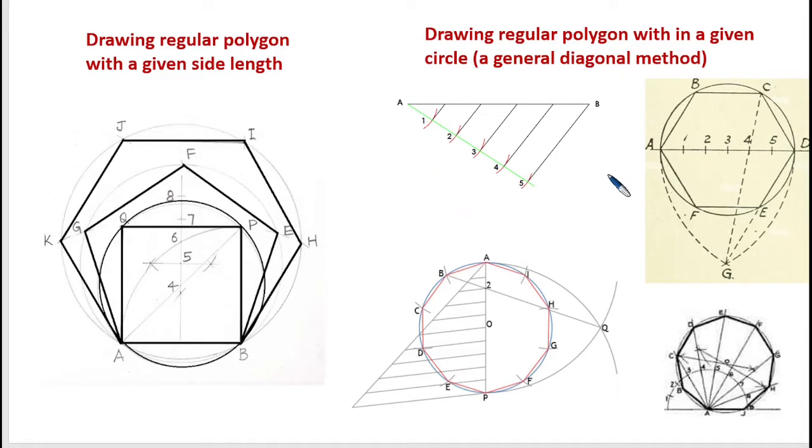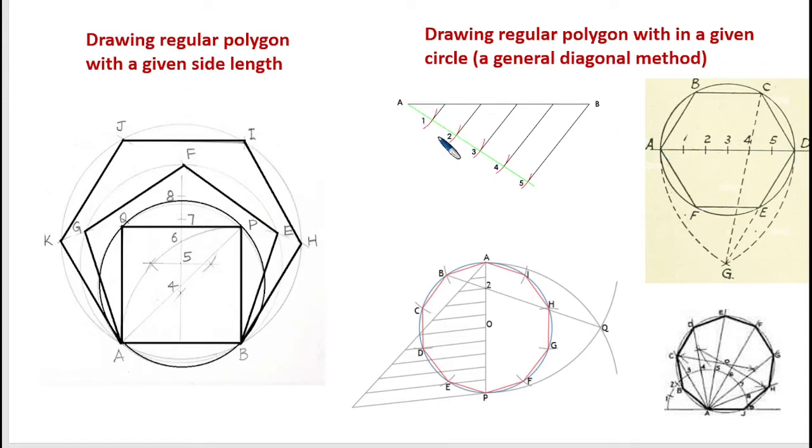But now suppose you are given a circle and you have been asked to inscribe a polygon. Earlier in this case you were given a side and then from there you were asked to draw a polygon with one particular side. But here you have been given a circle with a particular diameter and you have been asked to make a polygon inside the circle. So what you do now is you divide this diameter AB.